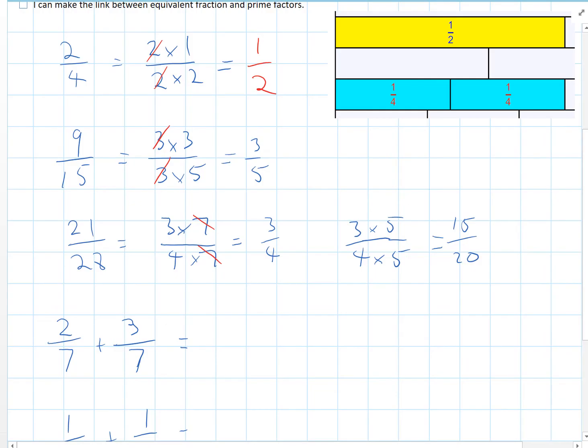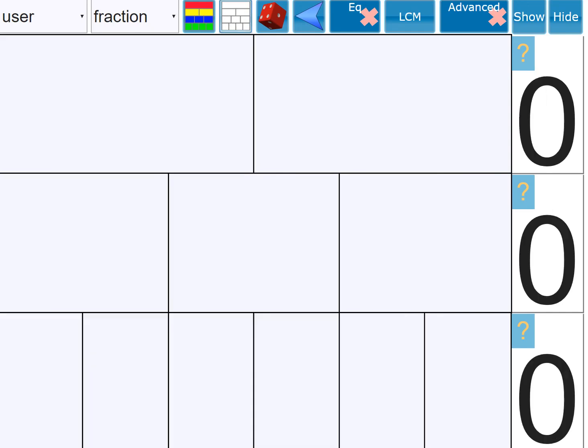So let's have a look at the question. Let's get back to our... Here's what I'm adding. Here I'm adding fractions with the same denominator. I've got 2 sevenths plus 3 sevenths. We already saw, if I've got those, let's clear these out.